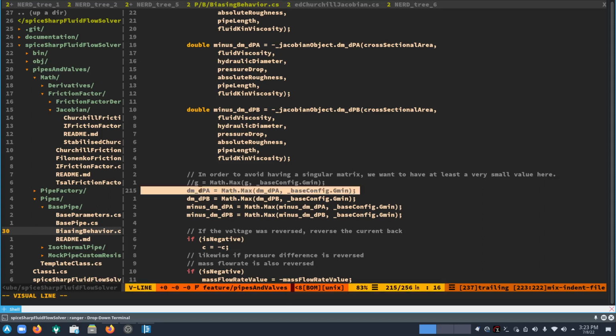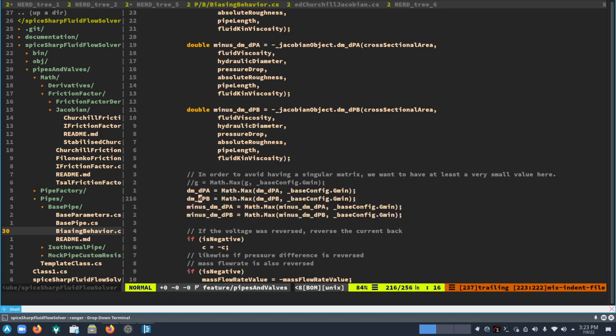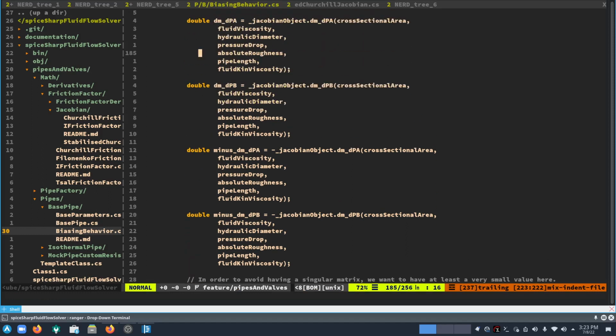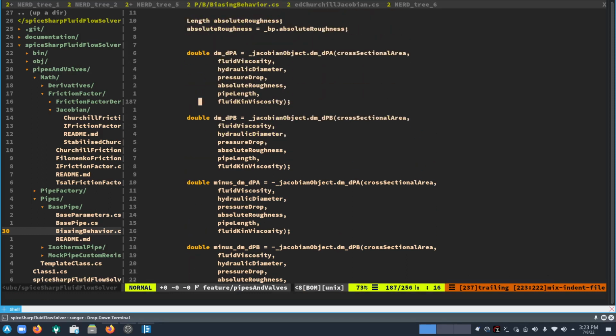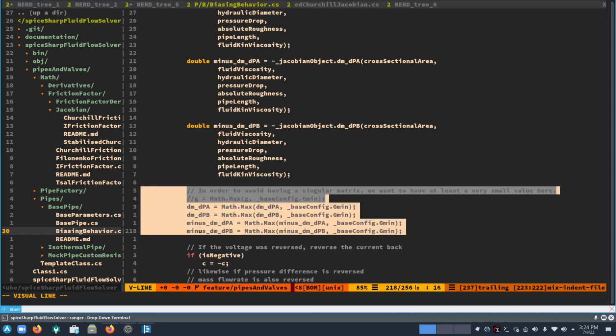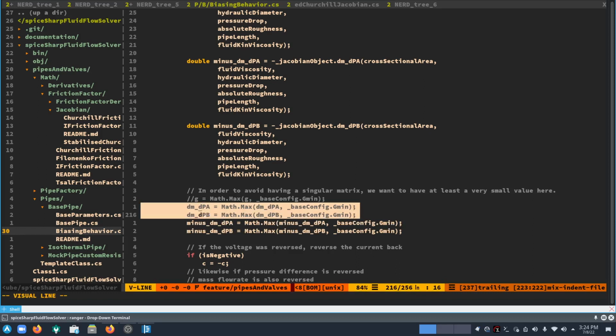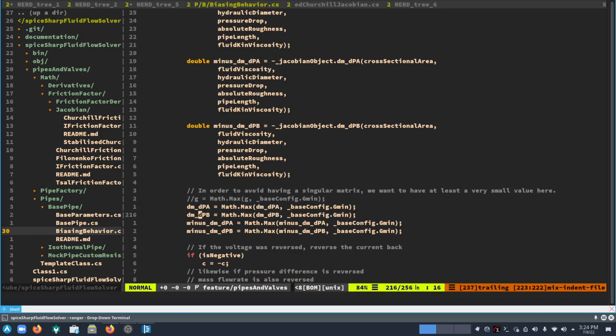Okay, so I think over here I might need to actually correct some code. This is what we are doing with the derivatives here. And then of course I followed the order of the same SpiceSharp solver. I actually give it some sort of G minimum.